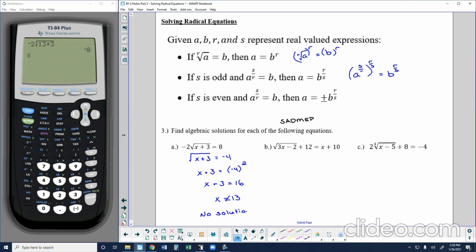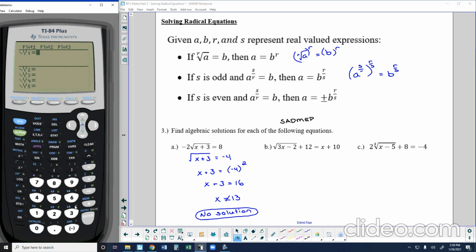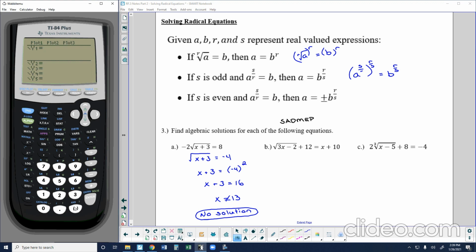Now what I can do is check this graphically. Remember, you learned this in Algebra 1. If I want to solve an equation graphically, let's type in the left side of the equation, -2 times the square root of x plus 3, and that's equal to 8. I'm looking for an intersection of those 2 graphs. Well, if I take a look at this graph over here to the left, it's a reflection, so it's going to open going down. It's never going to intersect 8. So this actually does have no solution.